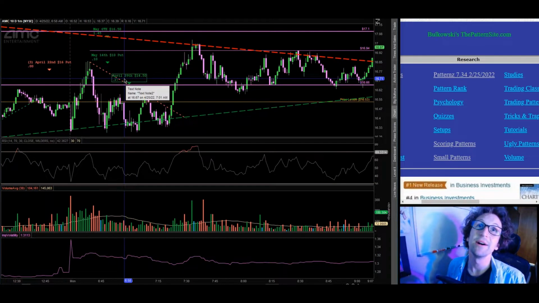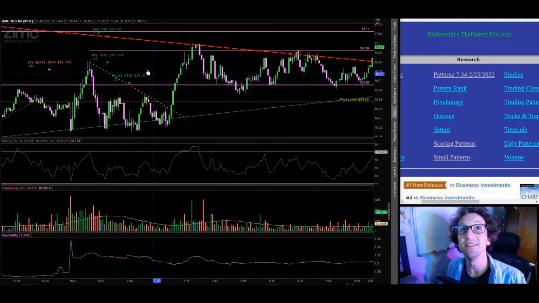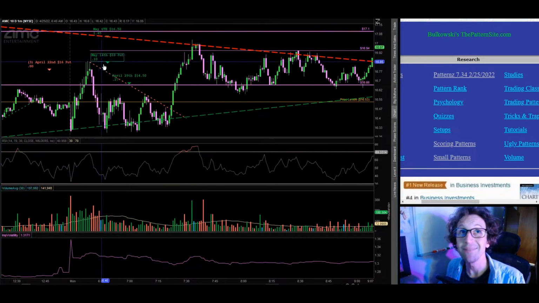The next put I bought was an April 29th 1450 put. Okay, and this is based on the $2 drop that I think we're going to see this week. At least a $2 drop this week. At some point, I think we're going to be further down than that. So I bought these puts mostly due to their expiration dates and price targets.